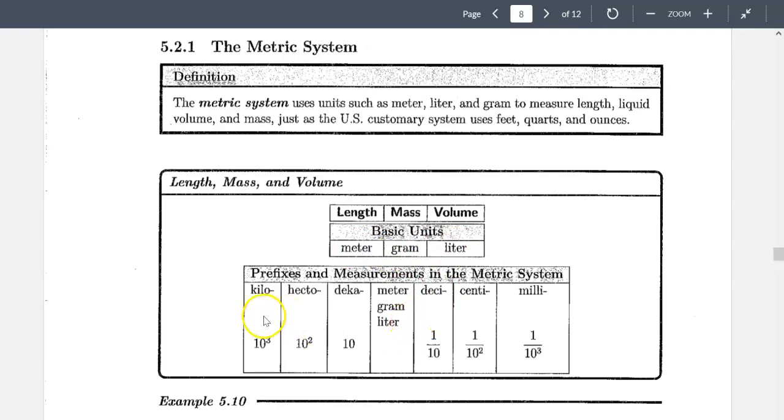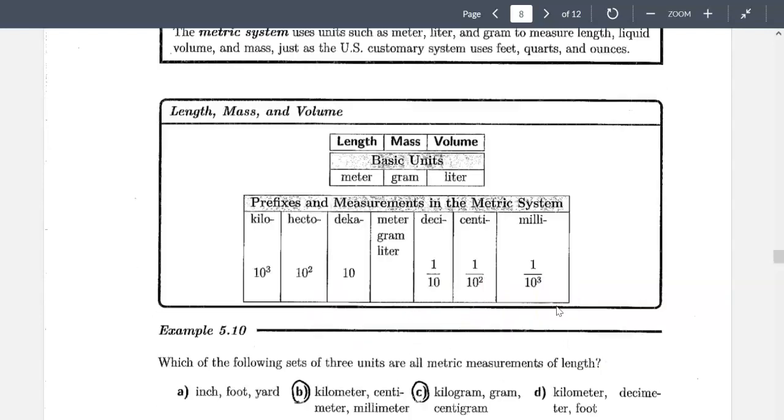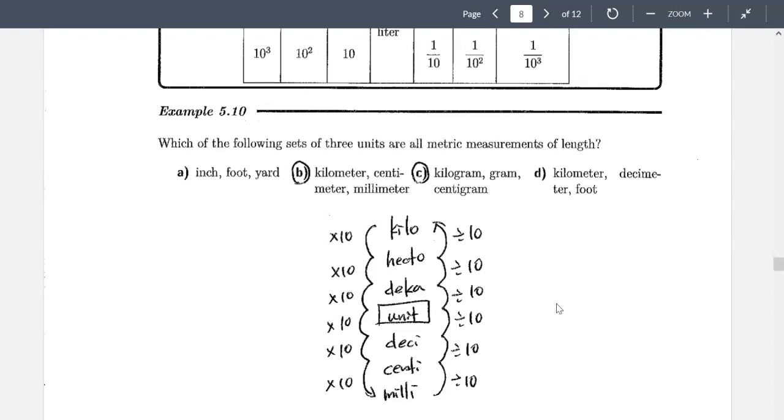And from there, we just add a prefix to it. Kilo, hecto, deca. Let's go from the biggest to the smallest. Then we have deci, centi, and milli. The way I like to look at this is if you put your units in the middle, kilo on the top is the biggest unit, and milli will be something really small. If you go from the top, say from kilo to milli, you multiply. If you want to go from milli to kilo, you divide.